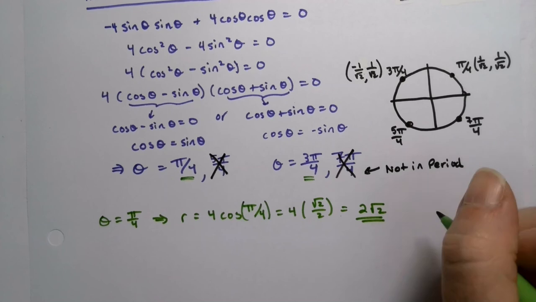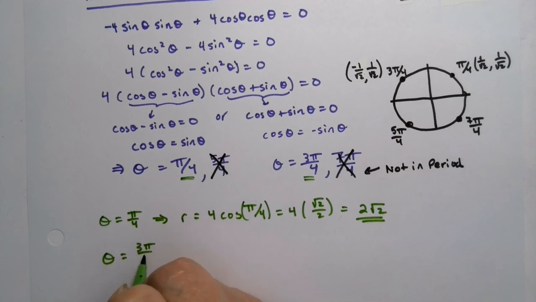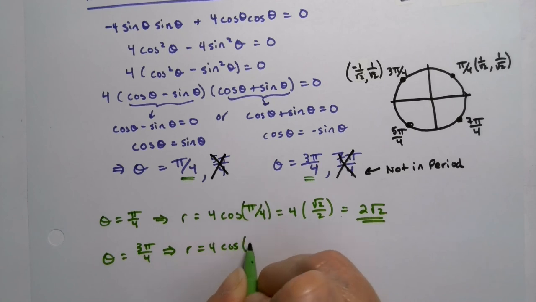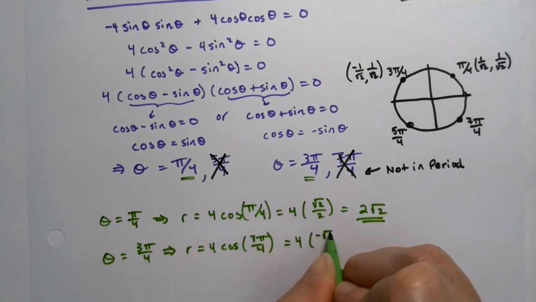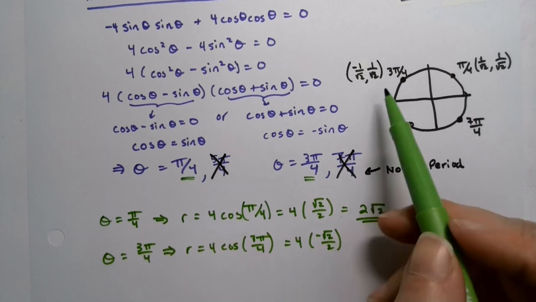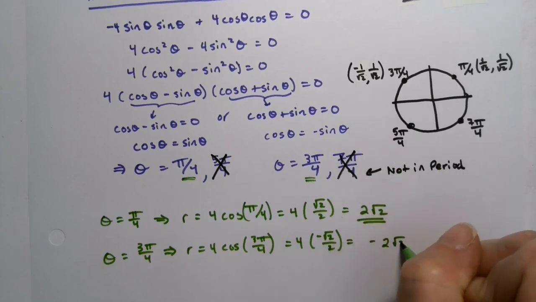So that means that I have a polar point, and I'll talk about it in a second, I'll number it. So this is theta equals 3 pi over 4. That would mean r equals 4 times the cosine of 3 pi over 4, which is 4 times the negative square root of 2 over 2, or negative 1 over the square root of 2, which is negative 2 square root of 2.